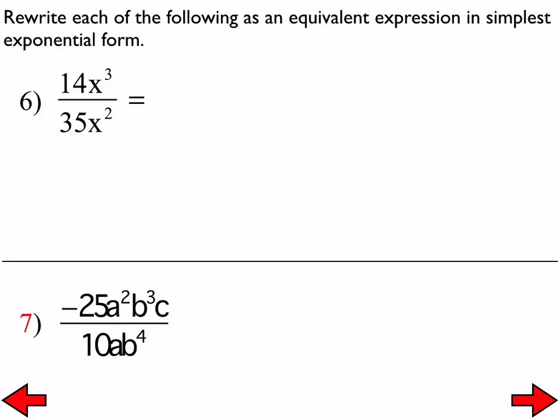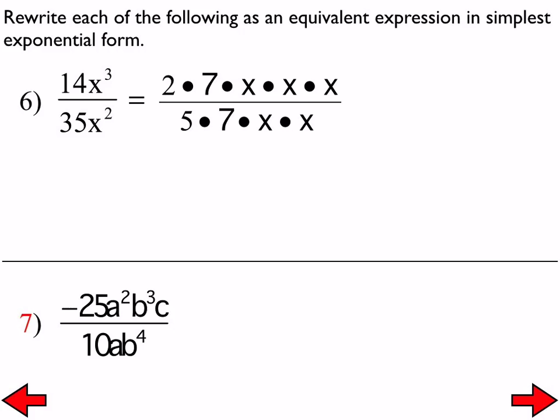So in other words, if I do the prime factorization for 14, that's 2 times 7, and then 3 x's that I'm multiplying together. And the prime factorization for 35 is 5 times 7, and then 2 x's on the bottom. When you're reducing fractions, that's what is really happening. And so now we attack this the same way we attacked that very first problem. 7 goes into 7 once and once. X goes into x once and once. And same thing right there. And so you're left with 2x on top and 5 on the bottom.